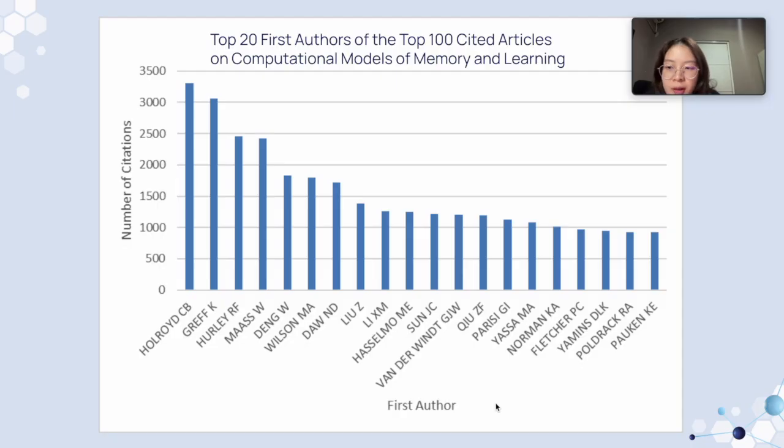In our research, we conducted a preliminary search through the Web of Science to output the top 20 first authors of the top 100 cited articles on computational models of memory and learning. The number one first author cited in these articles is Clay B. Holroyd. Over the past 23 years, he has published over 100 journal papers and chapters, serving as a professor at different universities.